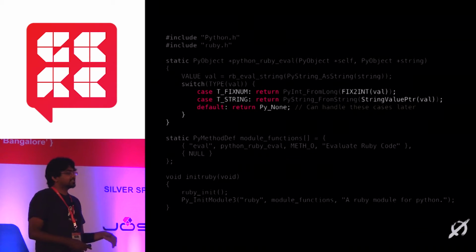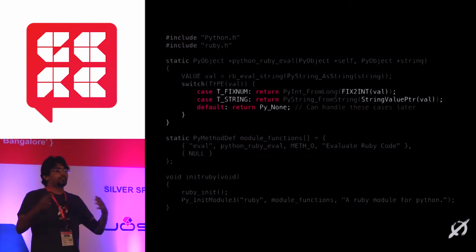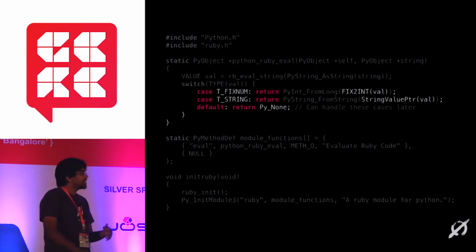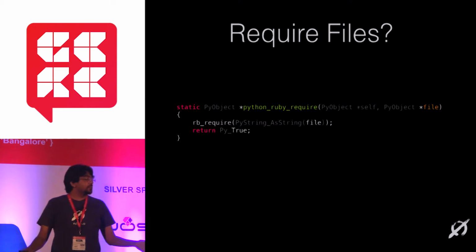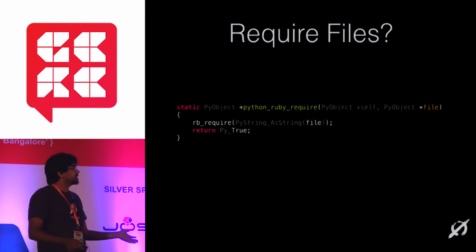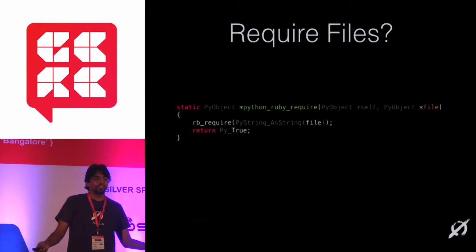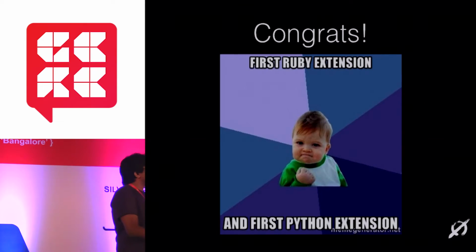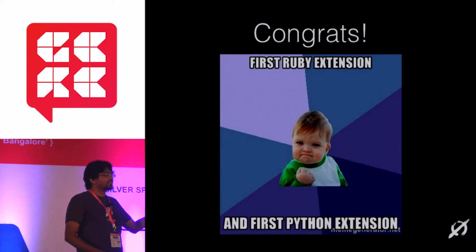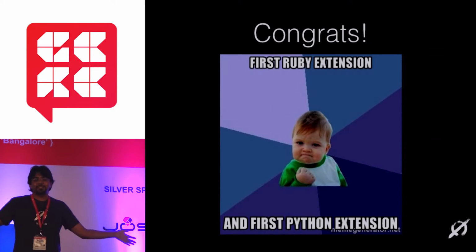Let's look at another construct. I don't want to build all my code, and I don't want to eval all of it. Let's say I want to require a file. Well, it's pretty much the same. All I need to do is accept a file, and I do RB require on that file. So in general, yay! Actually, in those 12 lines of code, you really have built your first Ruby extension and your first Python extension.